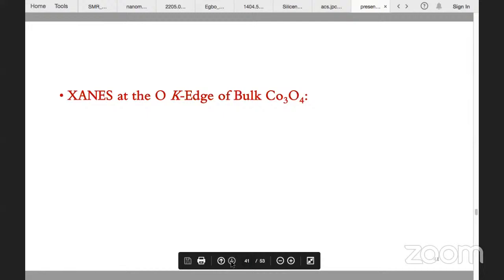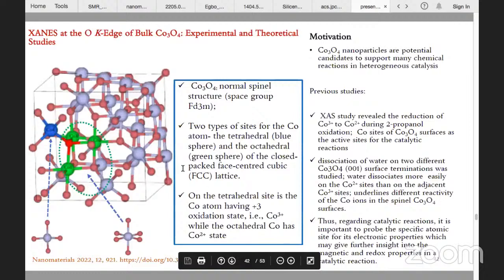Okay, so we continued to apply this X-ray absorption to oxide materials, and we applied that to cobalt oxide. Cobalt oxide is an important material for those who study catalysis, water separation, and things like that. So just an introduction to the structure. It's a normal spinel structure. It's got two sites for cobalt. There's this cobalt ion that is surrounded by octahedral oxygen, and there's one that's surrounded by tetrahedral oxygen atoms. So you have these two types of cobalt atoms in a spinel.